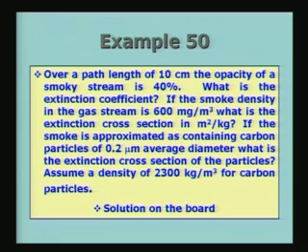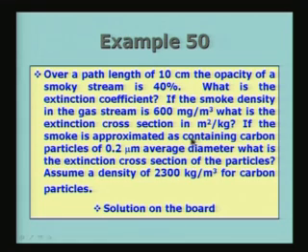So, we are interested in looking at what happens when you have such a situation. We have a 10 centimeter path length and the opacity of a smoky stream is given to be 40%. This is from measurement. We would like to find out what is the extinction coefficient corresponding to this 40% opacity. Then further we are given that the smoke density in the gas stream, a small amount of particulate matter present in the gas as a mixture, is 600 milligram per meter cube. So, we would like to find out what is the extinction cross section in meters squared per kilogram.